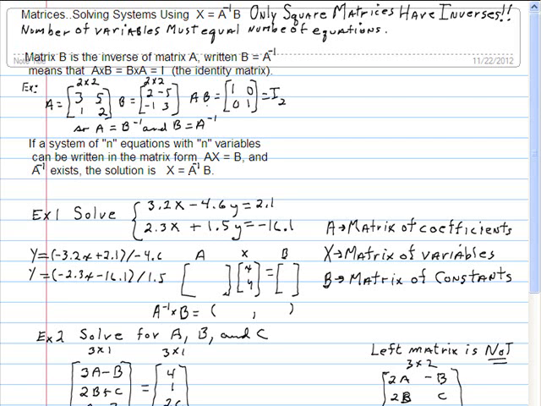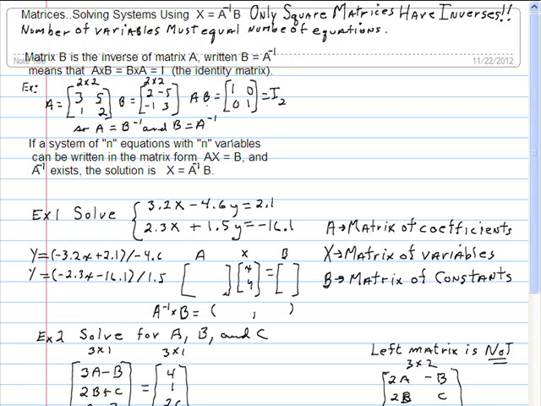Okay, here's how you use the formula. It says if a system of n equations with n variables, again I want to emphasize, this is only going to work when the number of equations and the number of variables are equal. So if you're thinking about using X equals A inverse B, count your equations. If you've got 3 of them, count your variables. If there's 3 of those, then you can use it.